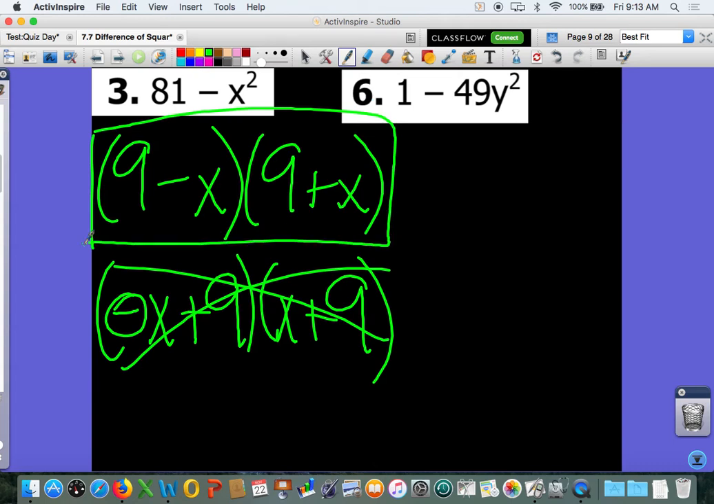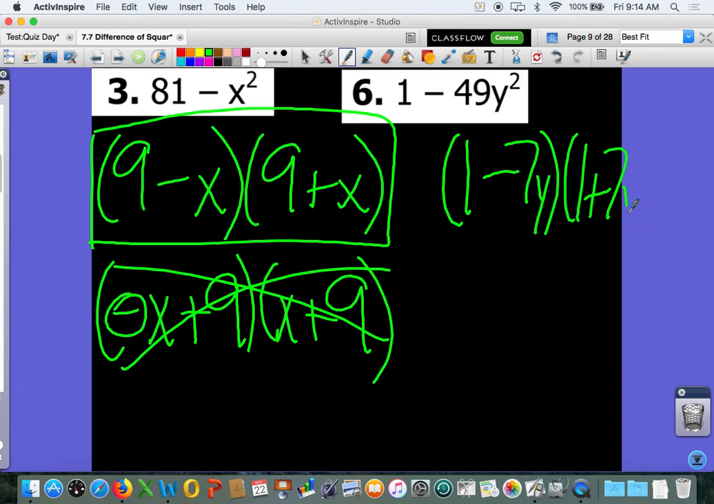So same idea over here. I'm going to put my constant first. That's A-okay. I've got 1 minus 7y and 1 plus 7y. Boom.